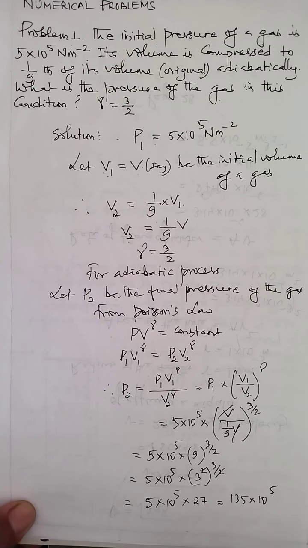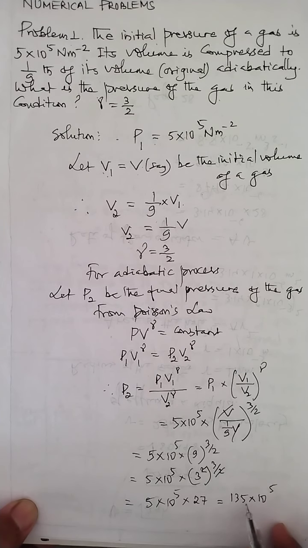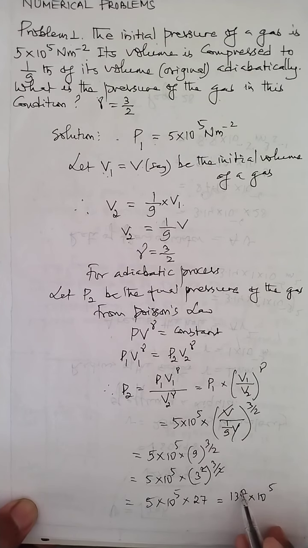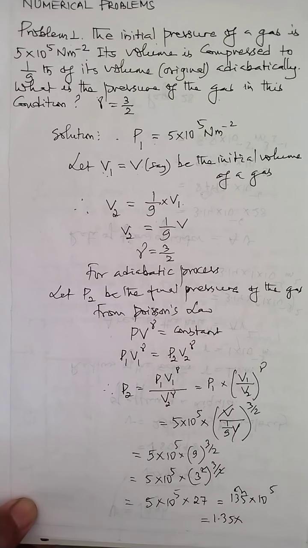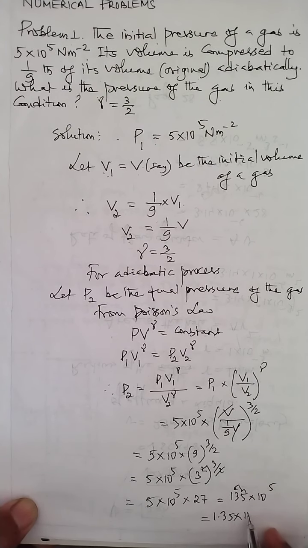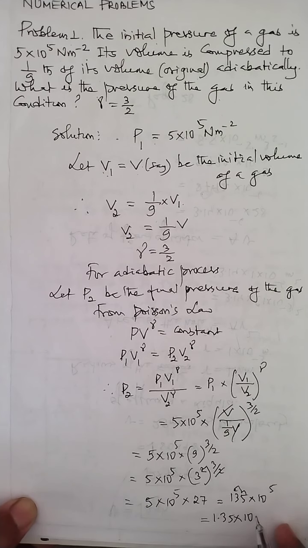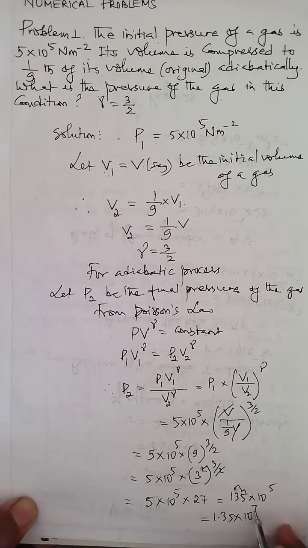But what I do, I write the answer not as 135 into 10 power 5. I keep the answer in single digit, because this is in hundreds digit. So 1, 2. Now 2 numbers from the front, I put the decimal and write 1.35. But remember children, when the power is positive and you shift 2 numbers from the decimal, your power increases by 2. That means 5 plus 2 means 7.